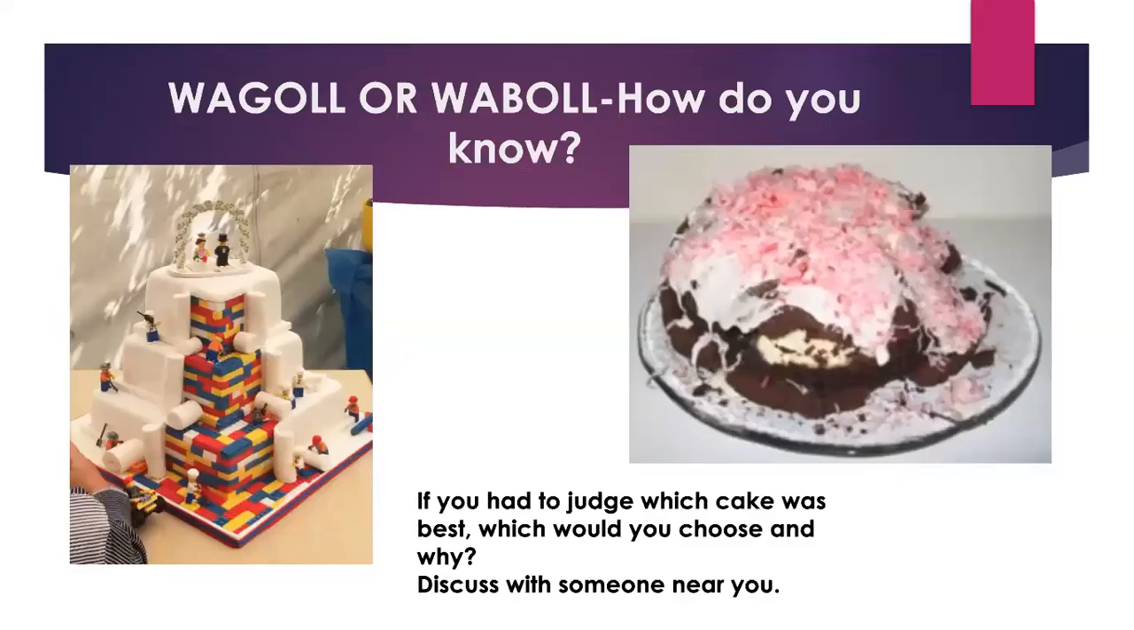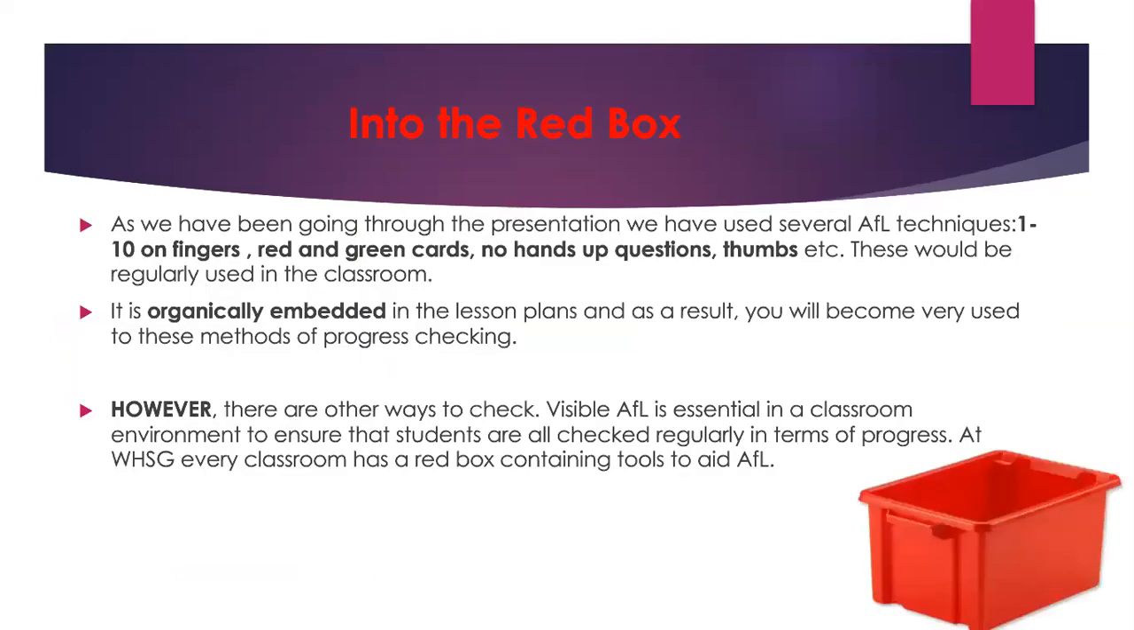So a waggle or a wabble is what a good one looks like or what a bad one looks like. If I was asking you to judge which cake was best, you may say that the one on the left is best and the one on the right needs a little bit of improvement. But if I was to say that the success criteria was based just on the flavour and the taste of that cake, then actually that changes things. So we use this as an example to the children to say that it really depends on what your success criteria is in terms of how you then judge something.